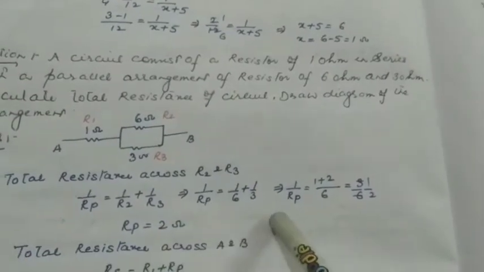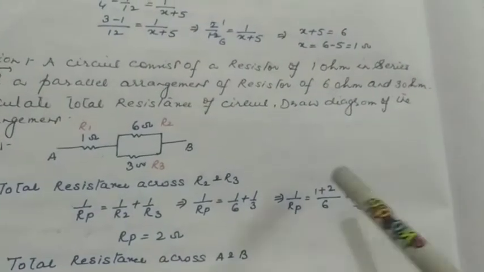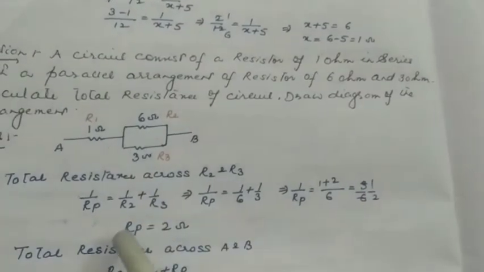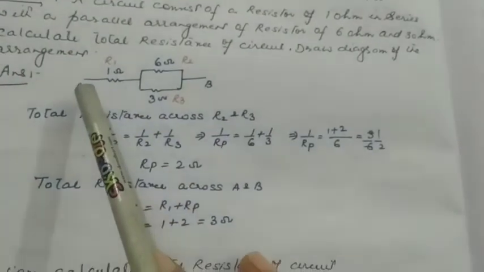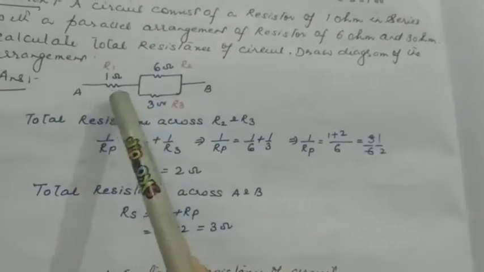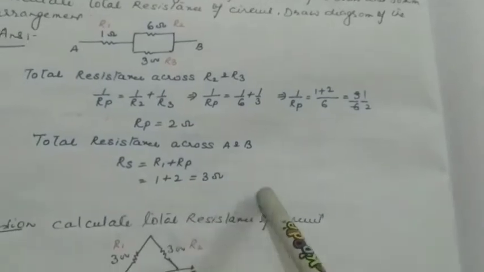So in this way we will find out the value of Rp as 1 upon 2. So don't forget to reverse it, Rp is 2 ohm. So now we will find out the total resistance across A and B, this one, this 2. So net answer 3 ohm.